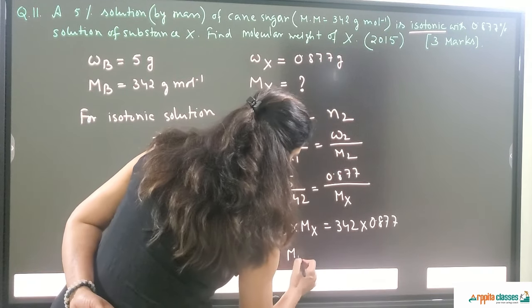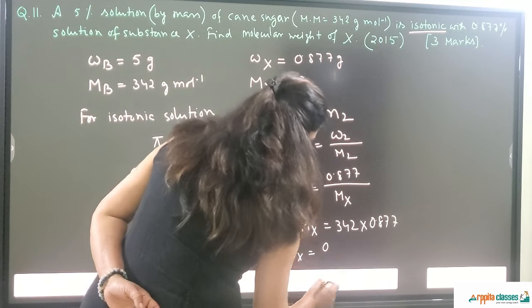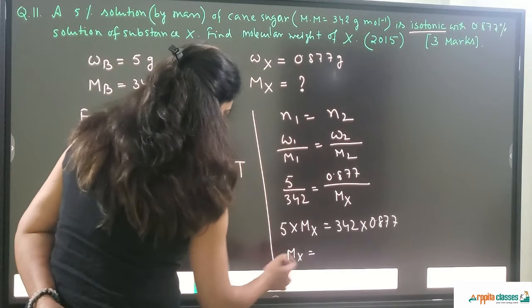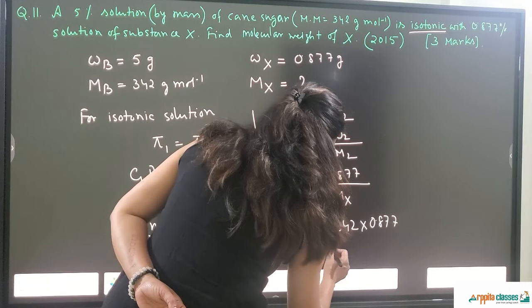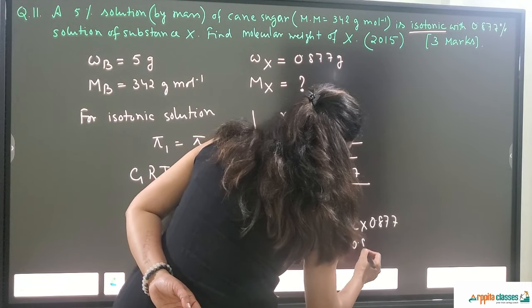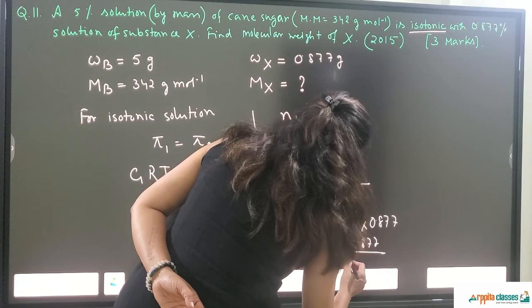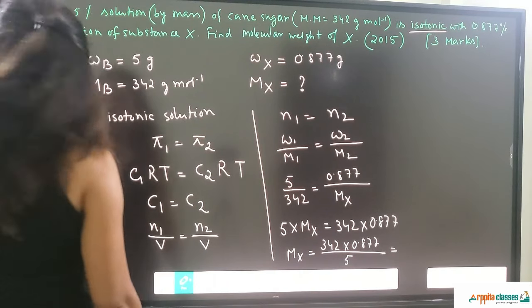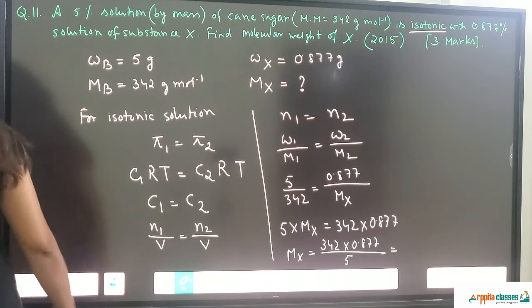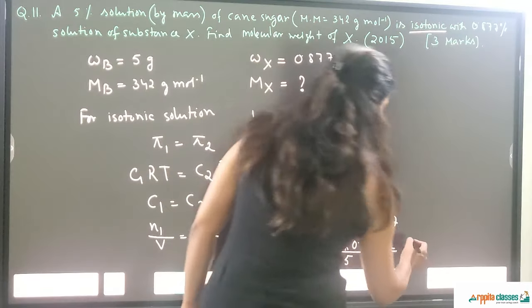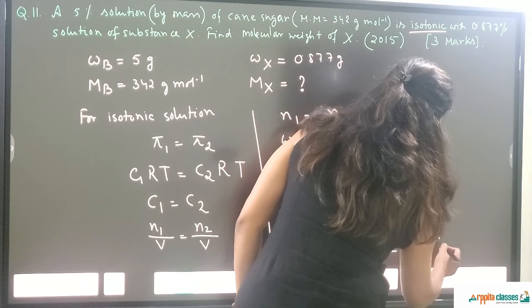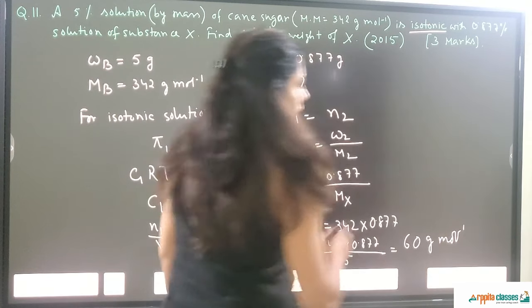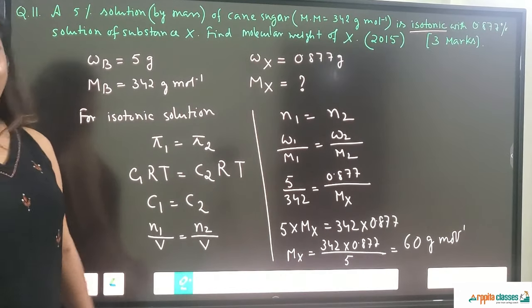So the value of MX is equal to 342 into 0.877 divided by 5. When you calculate this, you get the answer for the molecular weight of the substance, that is 60 gram per mole. Please do the calculation and check your answer.